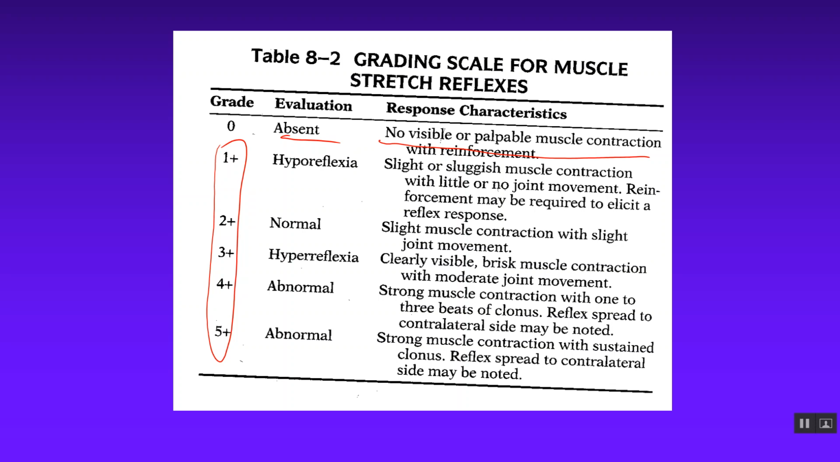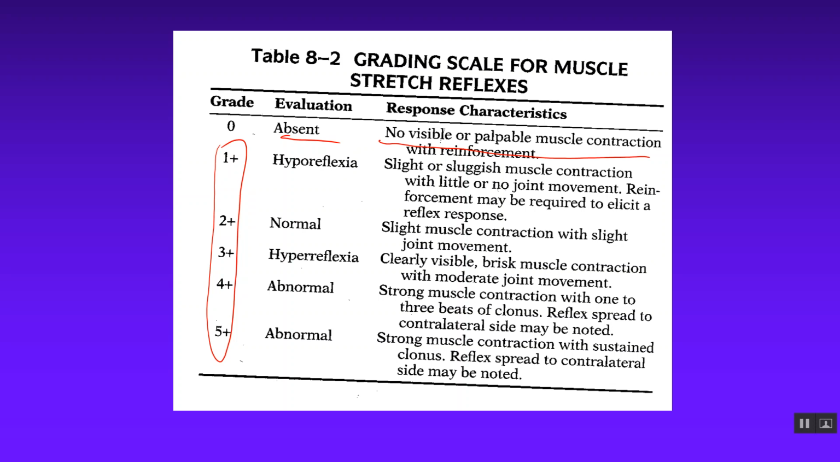1 plus would be hyporeflexia. There'd be a slight or sluggish muscle contraction with little or no movement. Reinforcement may be required to elicit a stronger response. A 1 plus could be, if it's symmetrical and the person has no other reason to believe they have a neurologic problem, normal for them, just their normal state of their nervous system. Certain muscle groups are just harder to get into and elicit those responses.